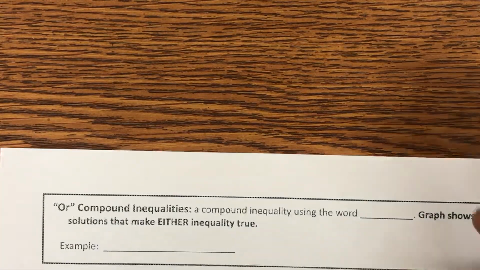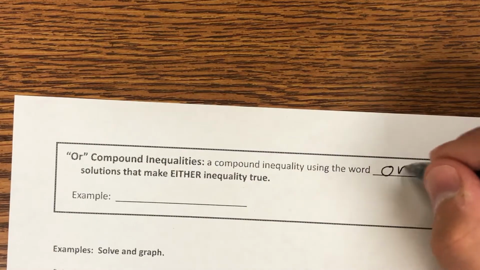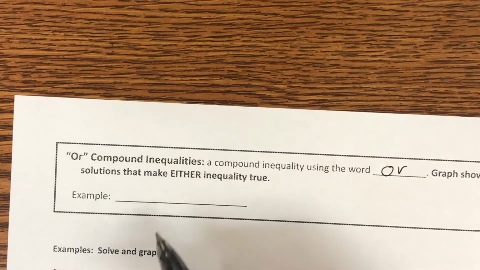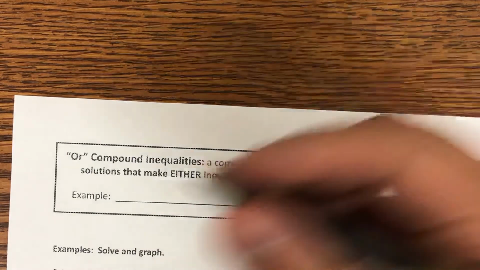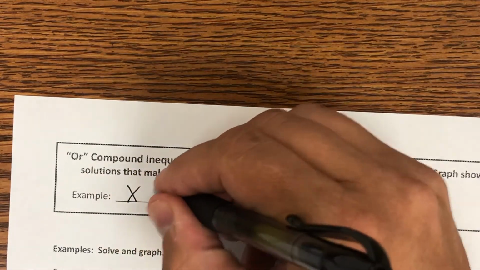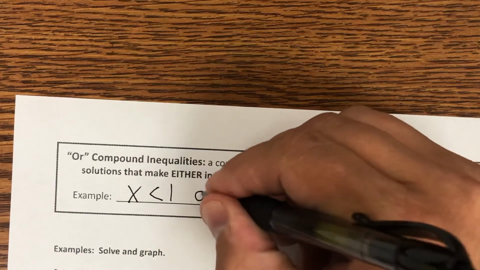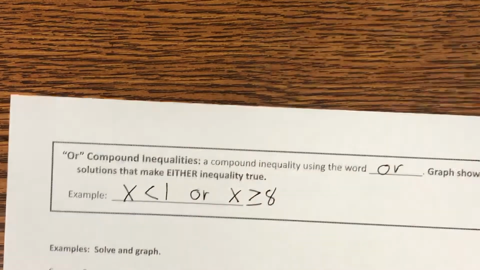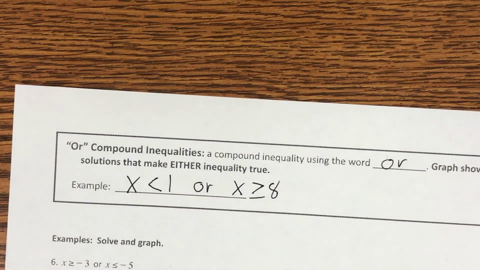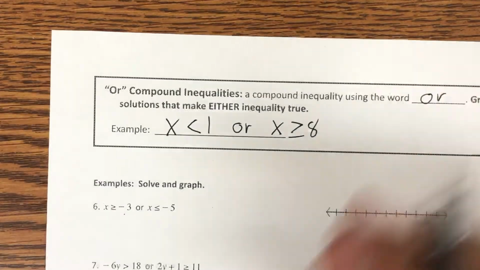Switching over to the ors. Ors use the word or, and the graph shows the solutions that make either inequality true, so not necessarily both. An example: x could be less than 1, or x could be greater than or equal to 8. That would be an example that we could see. Typically, the graphs of the or statements go opposite directions. So let's take a look here.